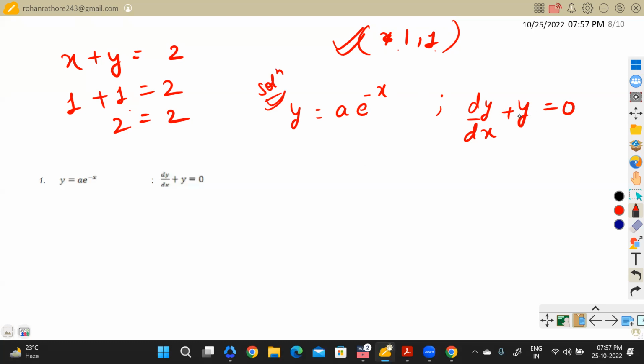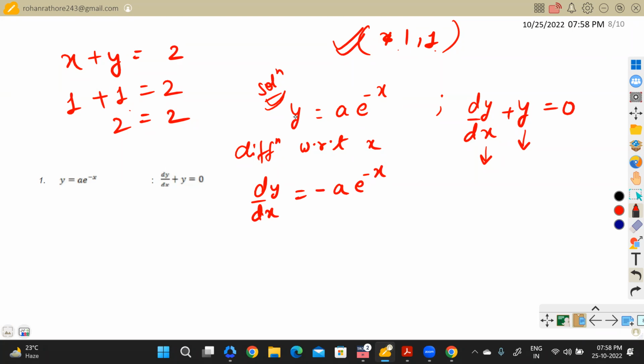So in the differential equation, you see there is a term y and there is a term dy over dx. So we know what y is, but we don't know what dy over dx is. So what we can do, we can differentiate our solution with respect to x to get dy over dx. Now a is constant, so you'll write a as it is. Now e raised to the power minus x, what will be the differentiation of e raised to the power minus x? Minus e raised to the power minus x.